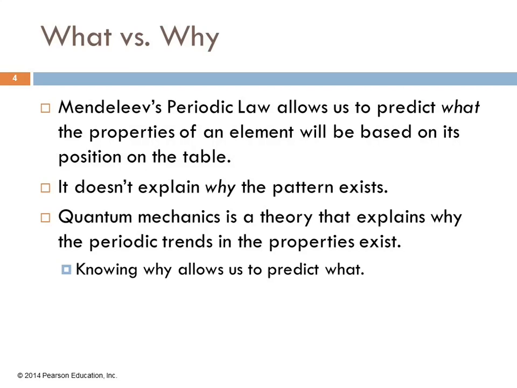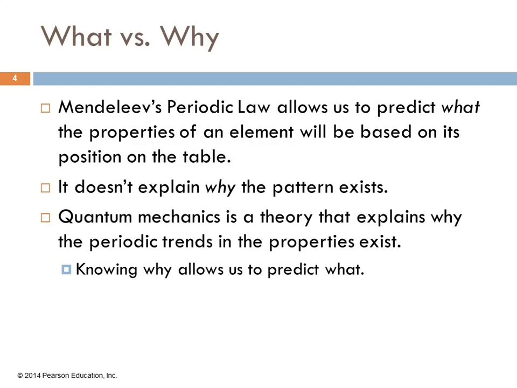The periodic law is a law. Remember, laws tell us what happens, they don't explain why. It allows us to predict what the properties of an element will be based on its position in the table, but doesn't explain why the pattern exists. Quantum mechanics is a theory, and it's a theory that explains why those periodic trends in the properties exist.